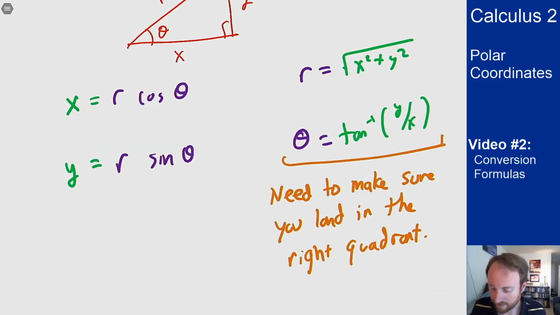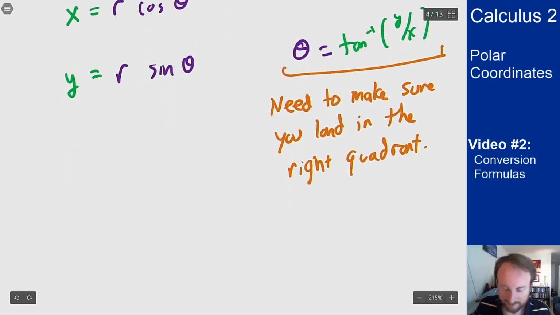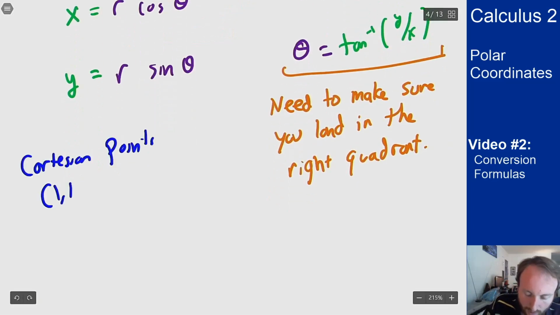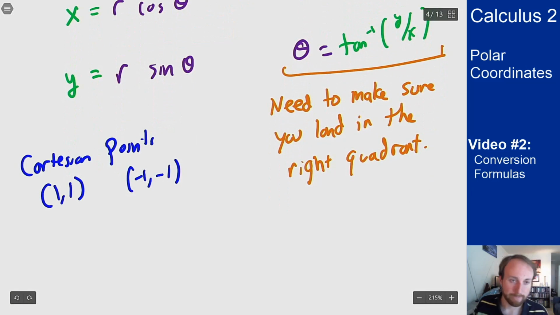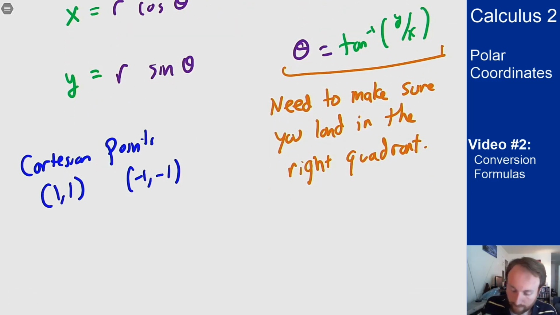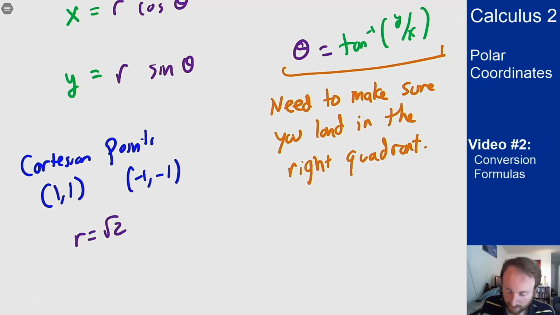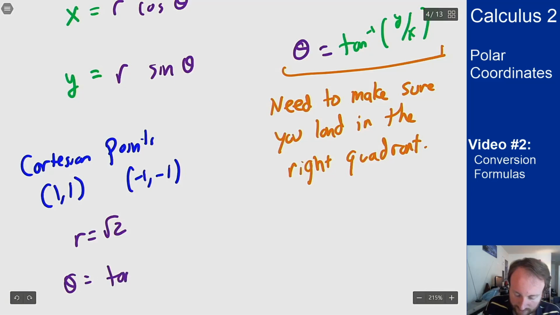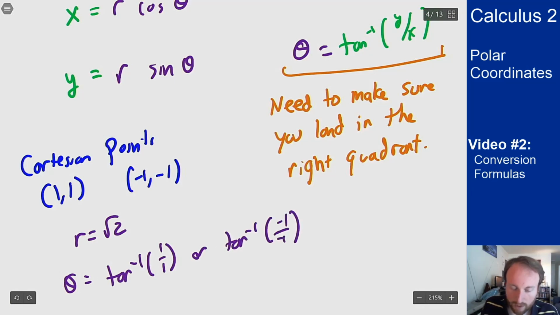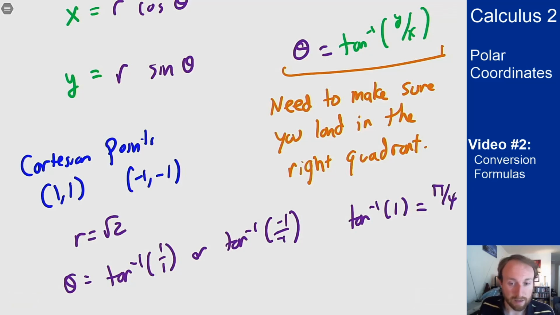Well, let's look at two different points. Let's look at the rectangular points (1, 1) and (-1, -1). If you convert these to polar, for both cases you get that r equals root 2. That's not too difficult to see. And theta should be the inverse tangent of either 1 over 1 or -1 over -1. But these are both inverse tangent of 1, which, based on the range of inverse tangent, is pi over 4. However, these two points are not the same point, right?